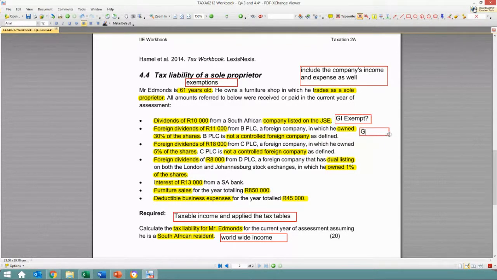So in this case, we also got gross income, and then you also have to think, okay, is it potentially exempt? What portion of it is exempt? Okay, but that is now based on the information here. Then we've got foreign dividends of 18,000, but we only own 5% of the shares, and it's not a controlled foreign company. So in this case, we know it's less than 10%. So we're going to include it in gross income, but in this case, we only have a partial exemption.